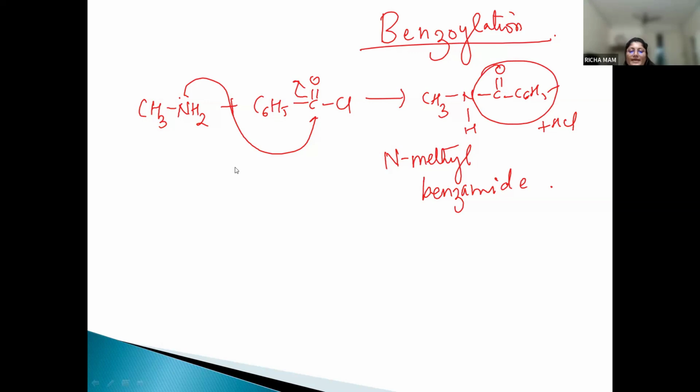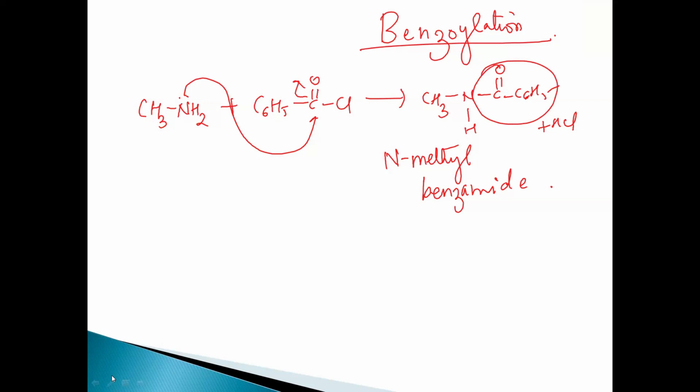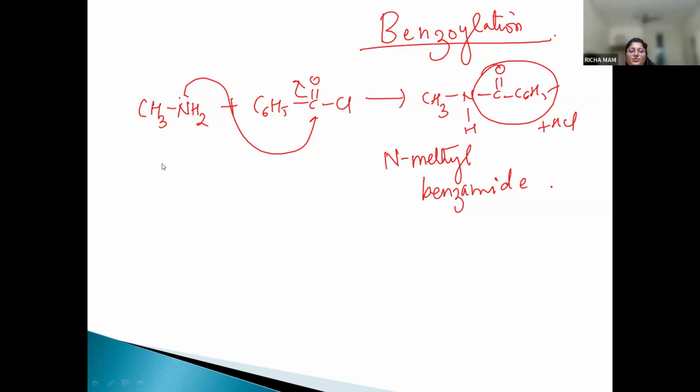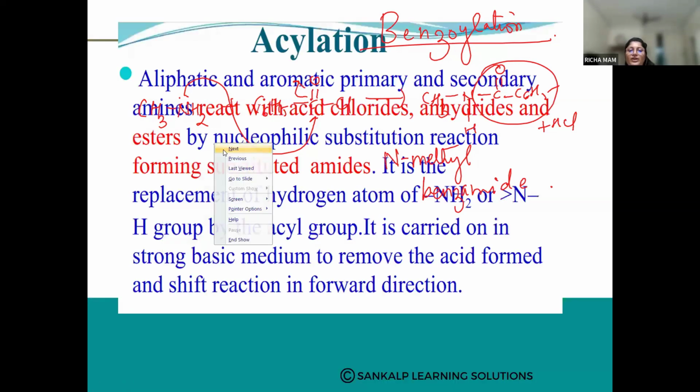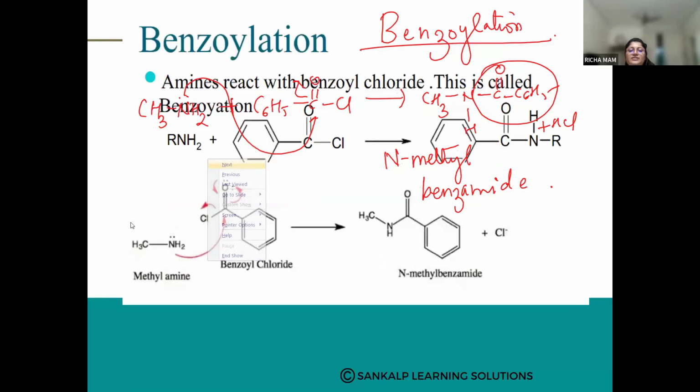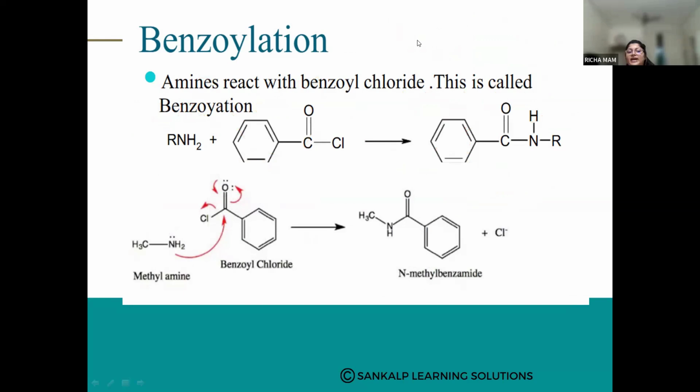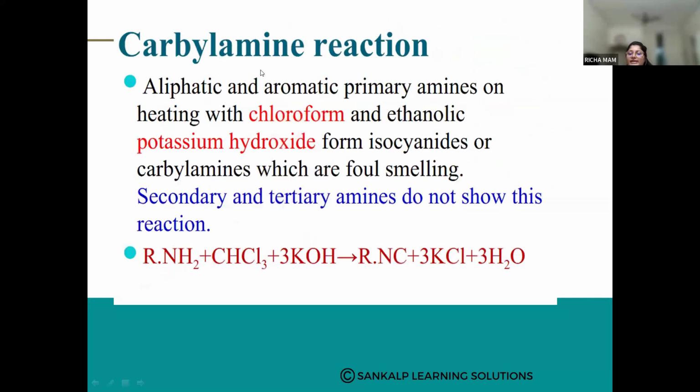Is it clear? So alkylation, acylation, is it clear? These are very important reactions. So amines react with benzoyl chloride and this is called benzoylation. Next is the carbylamine reaction. Very, very important. Mark this important for 2 marks.